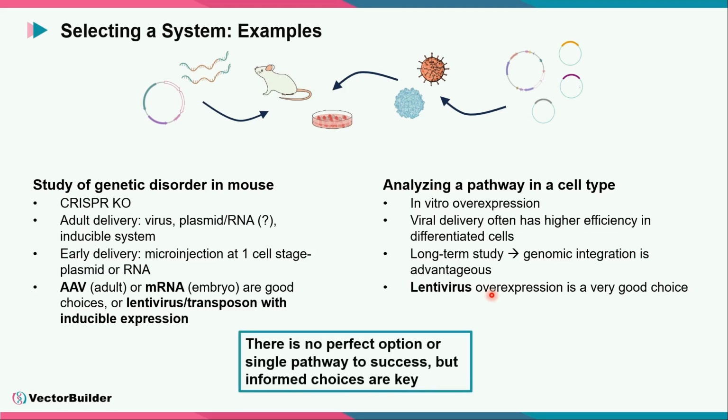Now, I do want to emphasize that although these are good options for these particular examples, there is no perfect option and there is no single pathway to success where it's the only way that you can possibly have a successful gene delivery experiment. There are multiple options, but there are so many options that making informed choices is key to ensuring that you have good chances of success and your vectors are going to do exactly what you want.